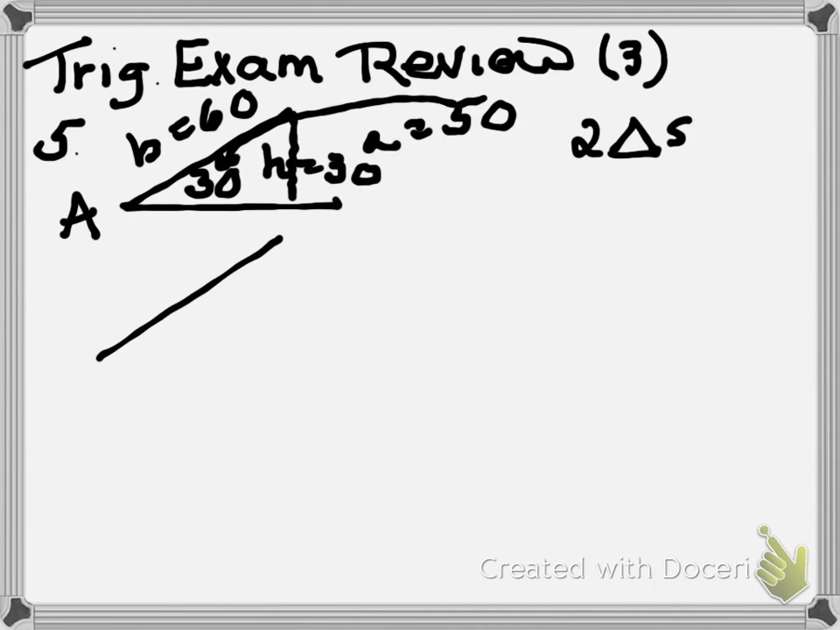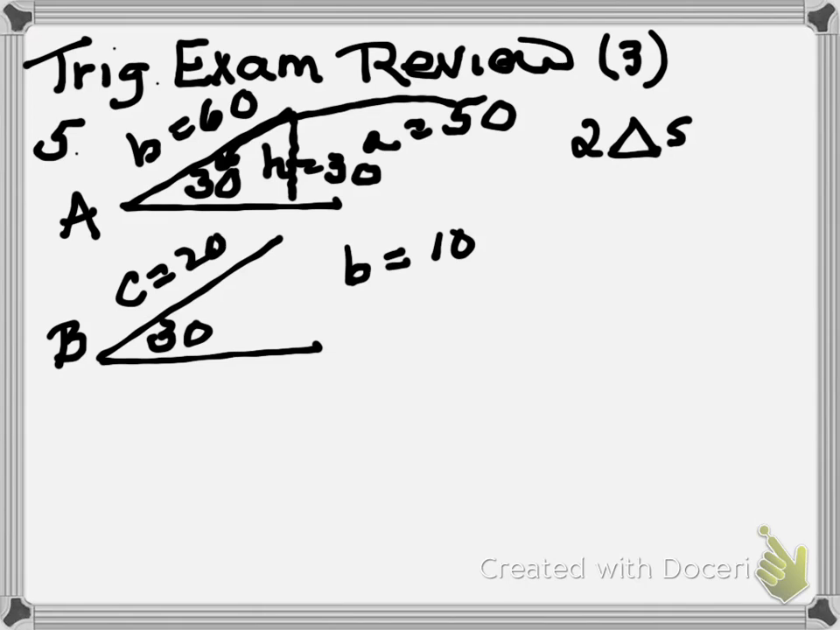Let's take a look at another problem. This time angle B is 30. Side B is over here somewhere. It is 10, and side C is 20. We need the height. The sine of angle B, which is 30, times C. So 1/2 of 20 is 10. So the height is 10.